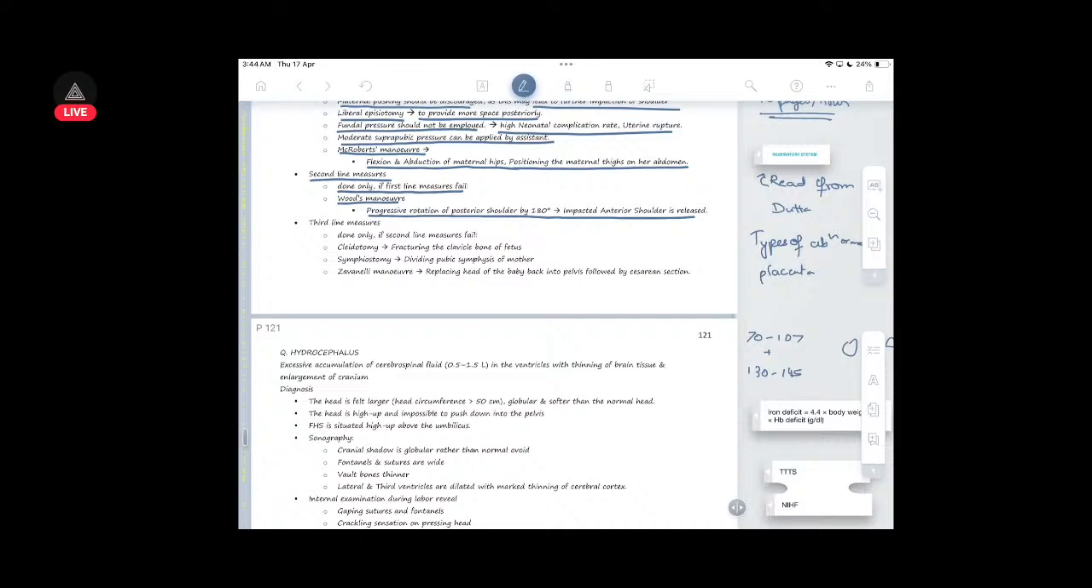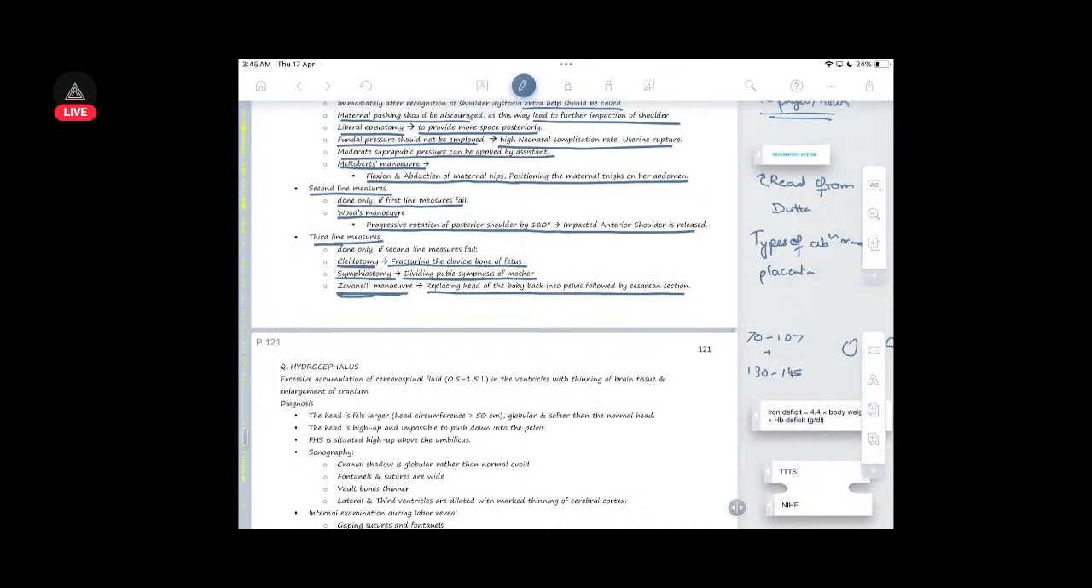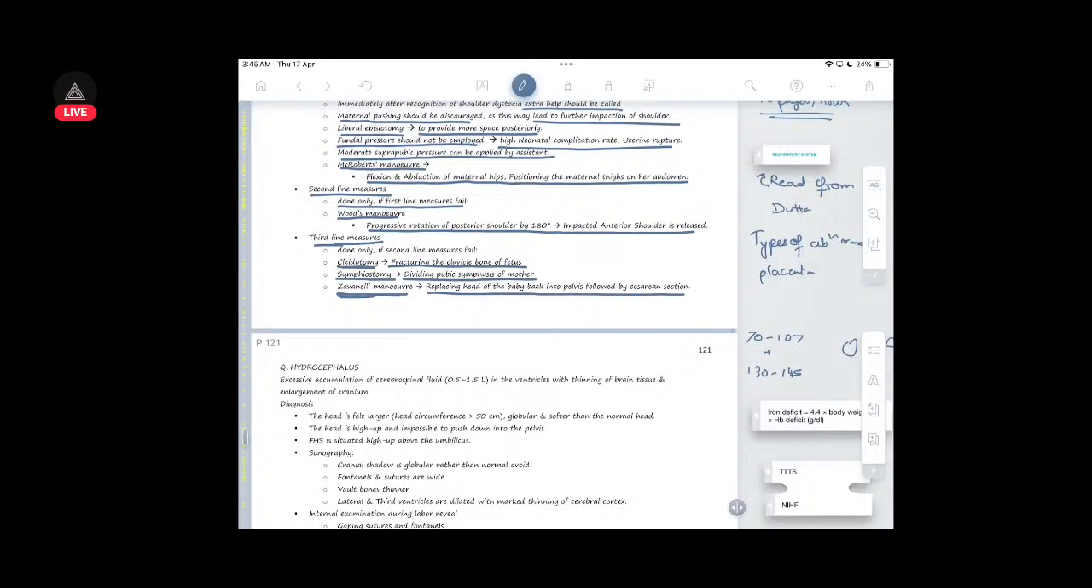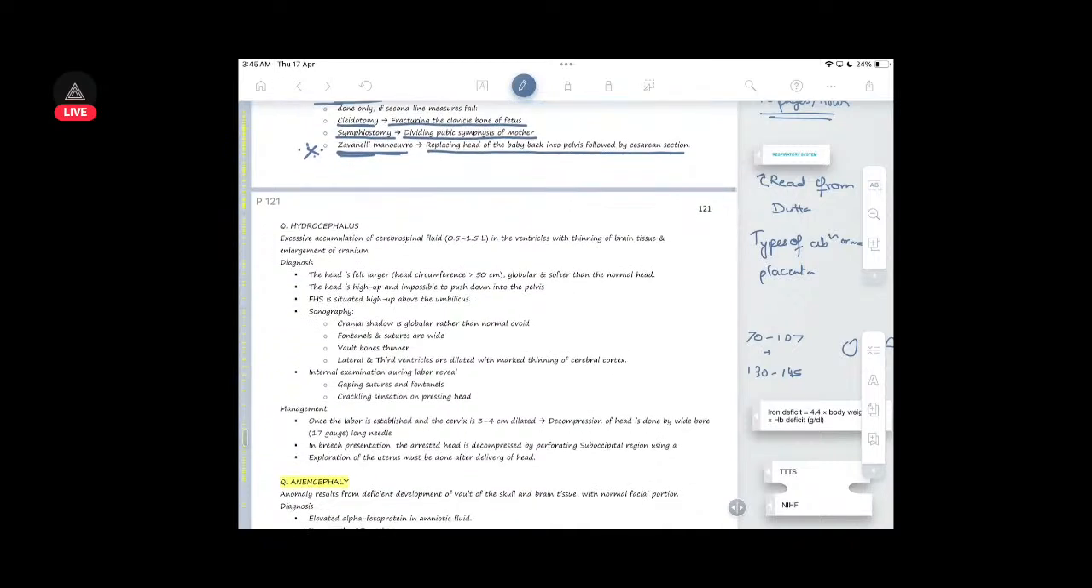Third line measures are done only if second line measures fail, which is cleidotomy, fracturing the clavicle of the fetus. Symphysiotomy also can be done, dividing the pubic symphysis of the mother. Zavanelli's maneuver is replacing the head of the baby back into the pelvis, followed by cesarean section. Zavanelli maneuver, Wood's maneuver, McRoberts maneuver. Those three things you have to remember: McRoberts, Woods, Zavanelli's. Three things you have to remember: symphysiotomy, cleidotomy.